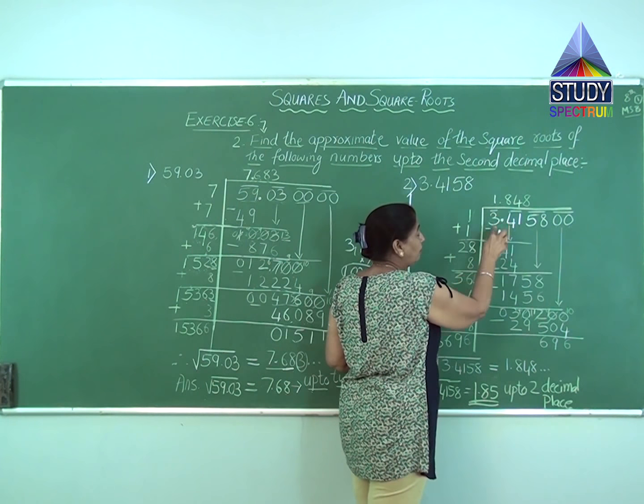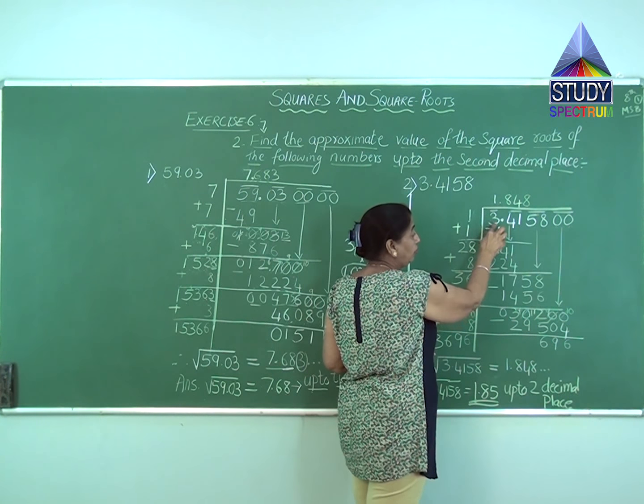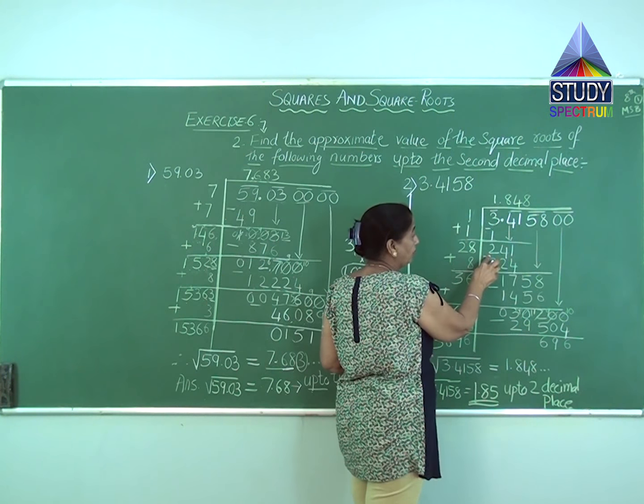1 into 1 gives me 1. Subtract it, you got 2 over here. And then this one I will add over here. And here I got 2. Right? To solve further, what I will do, this 41 I will bring it down. So here you got the number 241.